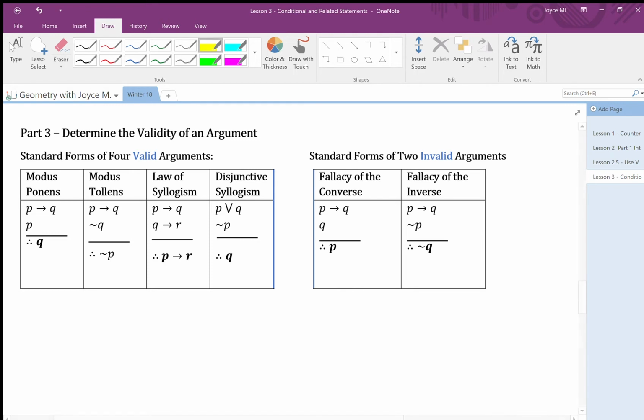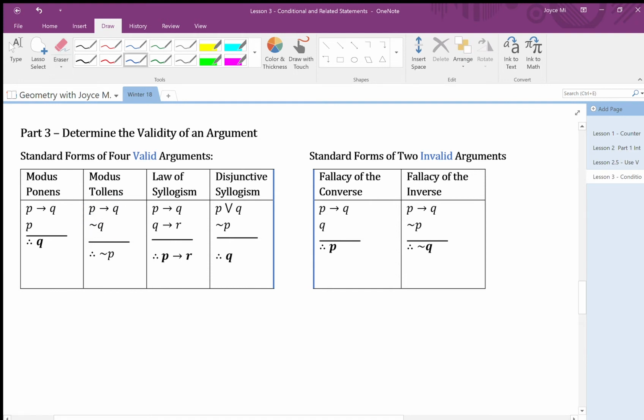The second one is called modus tollens. Here, I have P implies Q, and then not Q. Again, we assume P implies Q is a true statement, and I know not Q is true. There's only one conclusion I could make: not P is true. Notice that P implies Q and not Q implies not P are just the contrapositive of each other, and that's why we make this conclusion.